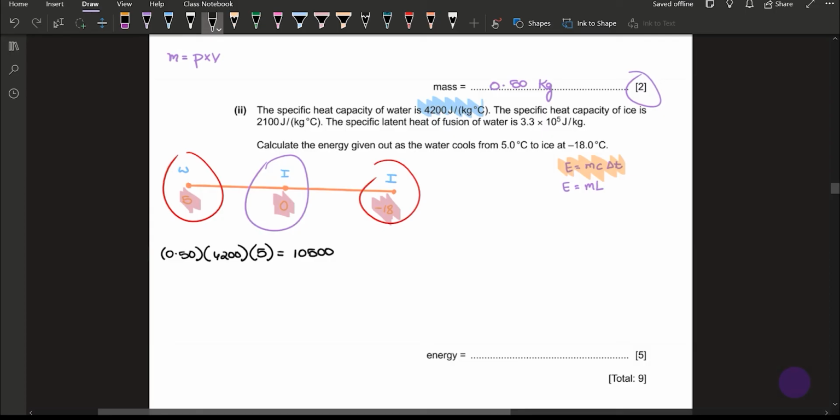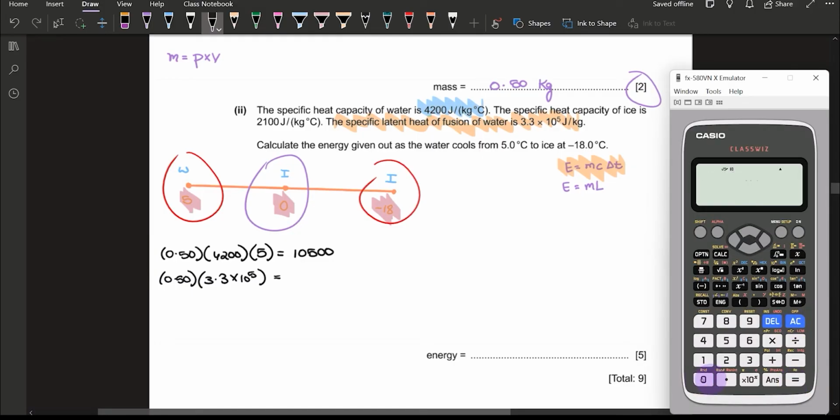The second part we're going to use is E equal ml. So we have our mass as 0.50, and latent heat of fusion is given here in the question, which is 3.3 into 10 raised to the power 5. So we can write down here 3.3 into 10 raised to the power 5. And we'll find out this, which is going to be 0.50 into 3.3 into 10 raised to the power 5, which is going to be 165,000.